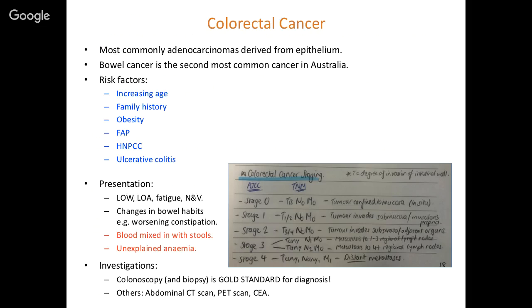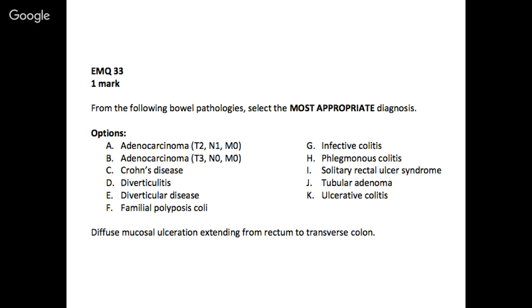Okay? Something that's not up there is screening for colorectal cancer. So how do we screen for colorectal cancer? Yep, fecal occult blood test. And yeah, staging and investigations are on the slides. Okay, let's go through some questions. So have a go and yell them out.